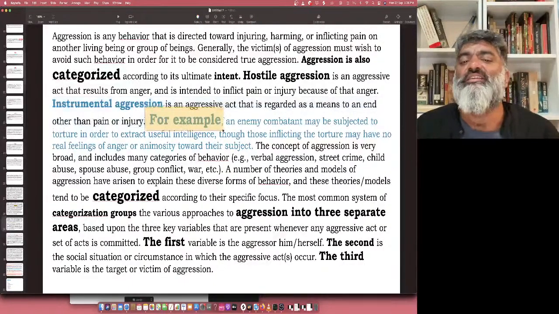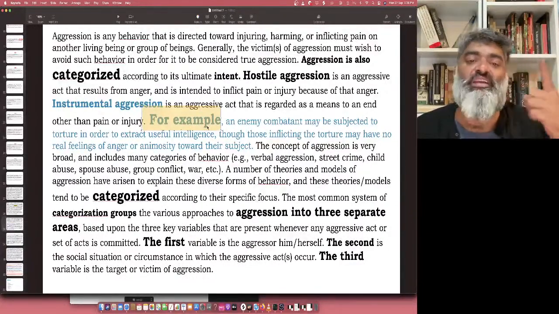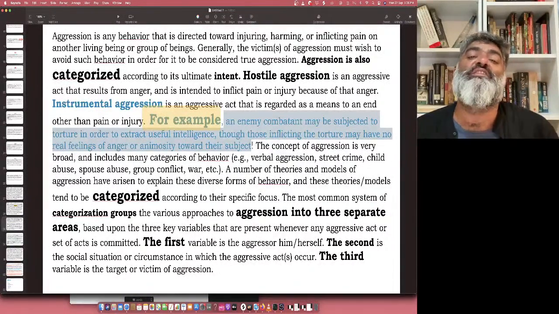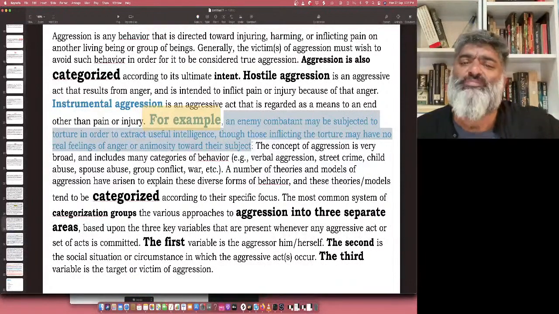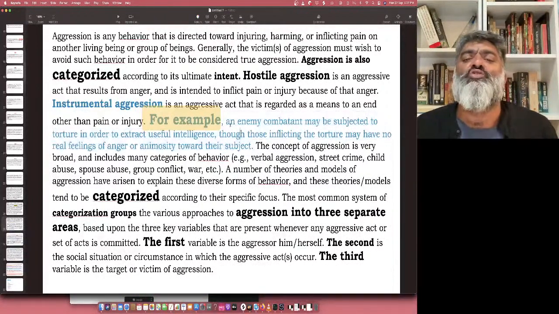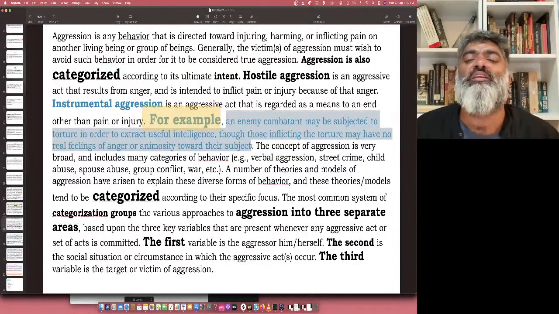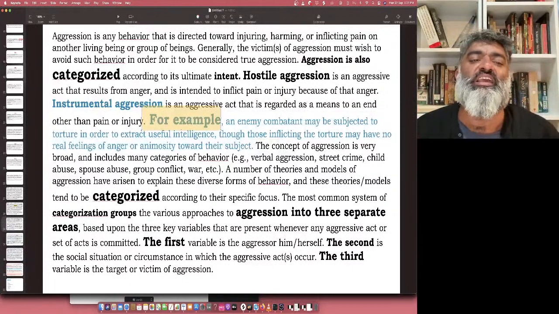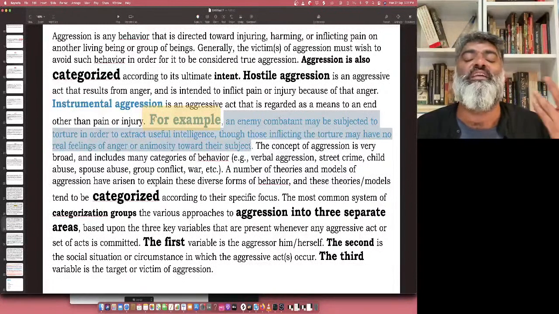Okay, and then this is your fundamental of reading, right? Picking up on such conjunctions. For example, if my brain is paying attention to this, for example, I know this is the same idea now with a specific story to explain it further, more detailed. So I also use an example to illustrate the idea, right? An enemy combatant may be subjected to torture in order to extract useful intelligence. So mapped out quickly, the key idea is what is the meaning of instrumental aggression, because then the idea would be very easy to remember.